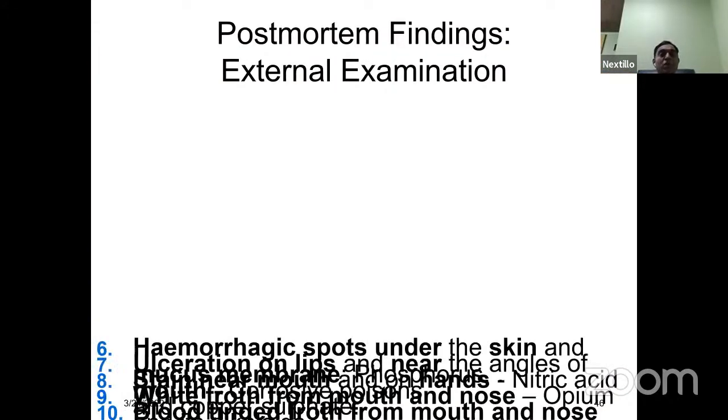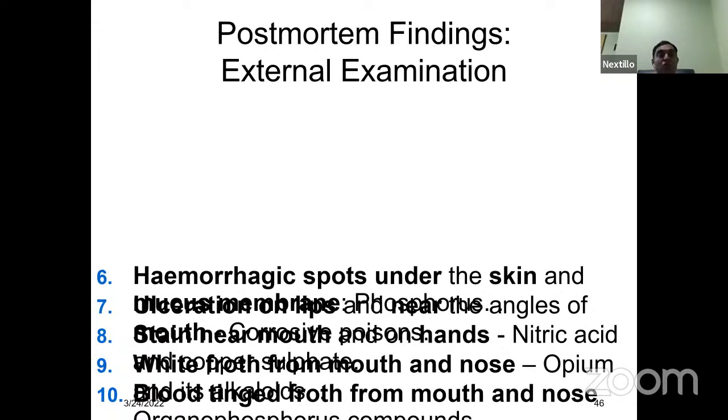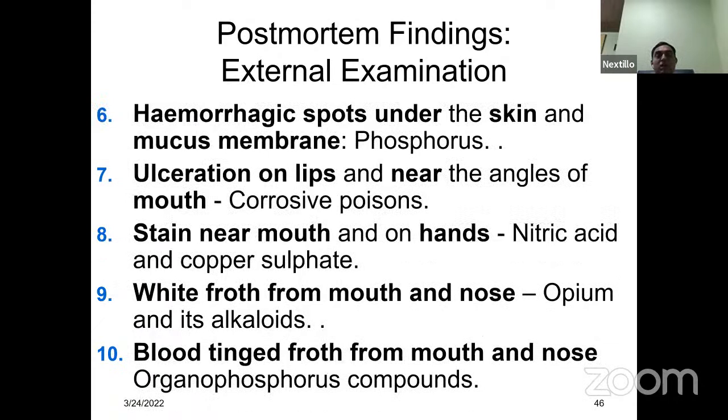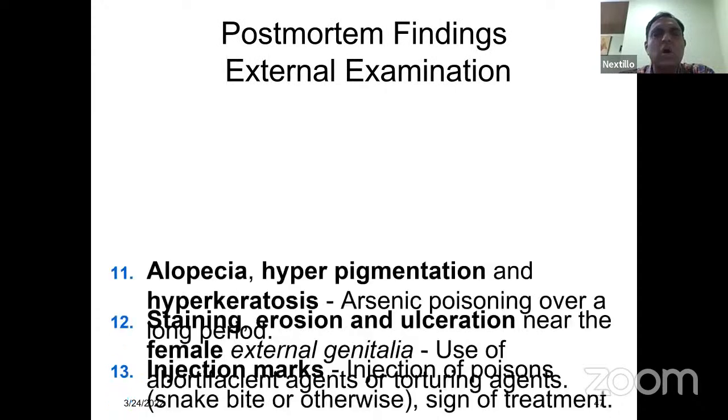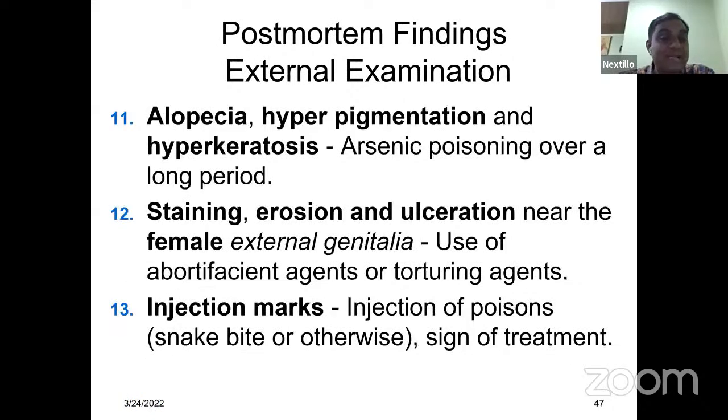External examinations, we have to look at the skin and mucous membrane, which may be common in phosphorus poisoning. Ulcerations of the lips and near the angles of the mouth, that may be in corrosive poisons. Stain near the mouth and the hands, nitric acid and copper sulfate. White froth from the mouth and nose, that is most likely the opioids and their alkaloids. Blood-tinged froth from the mouth and nose, mostly that is of organophosphorus compounds. But this all together requires a big understanding and reading material. Alopecia, hyperpigmentation, and hyperkeratosis, only in arsenic poisoning over a period of time.